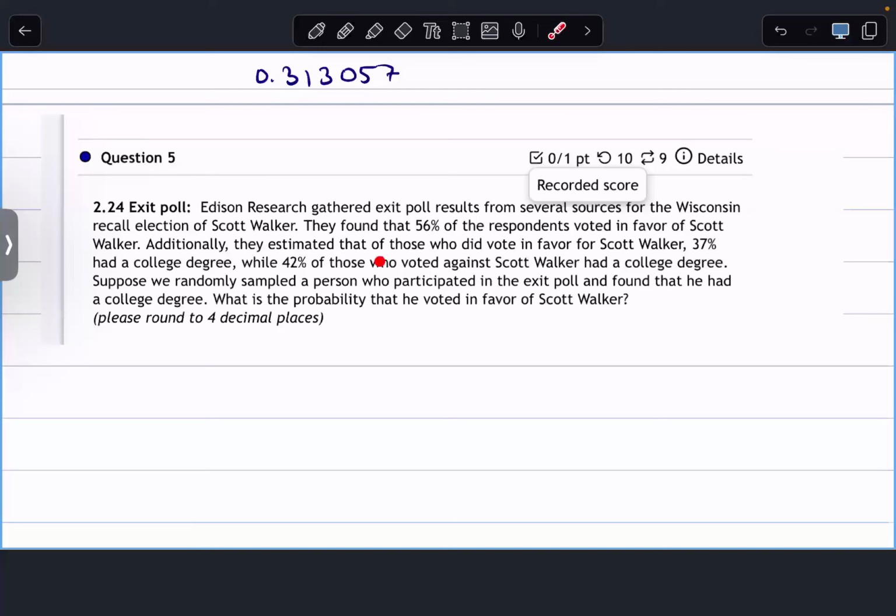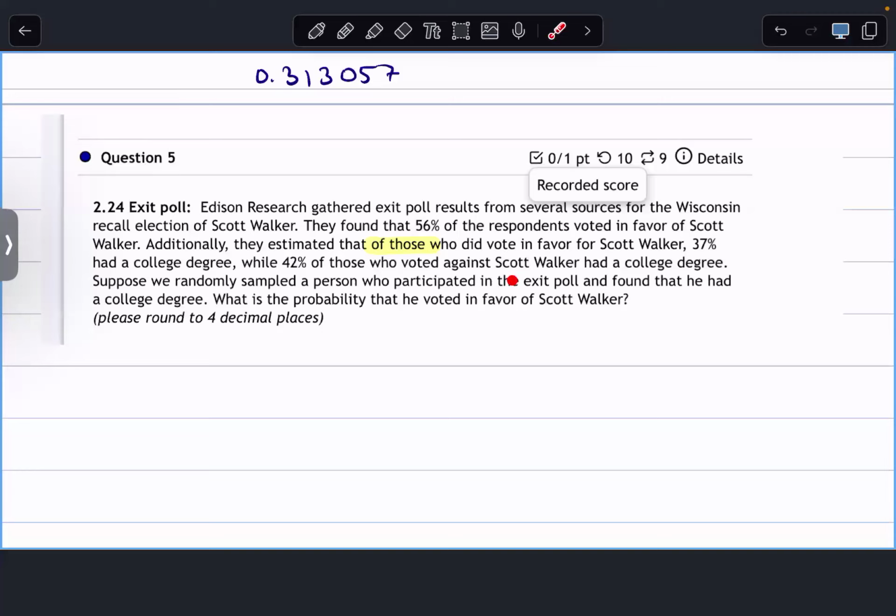Additionally, they estimated that of those, that's a clue for a conditional probability, which tells me I probably am going to use a tree here. Of those who did vote in favor of Scott Walker, 37% had a college degree, while 42% of those who voted against Scott Walker had a college degree.